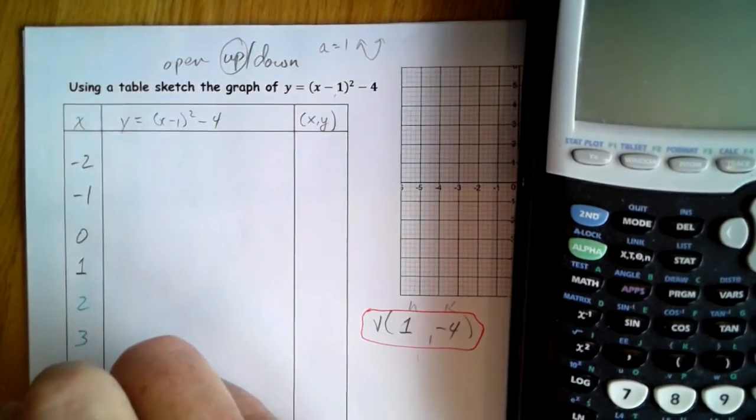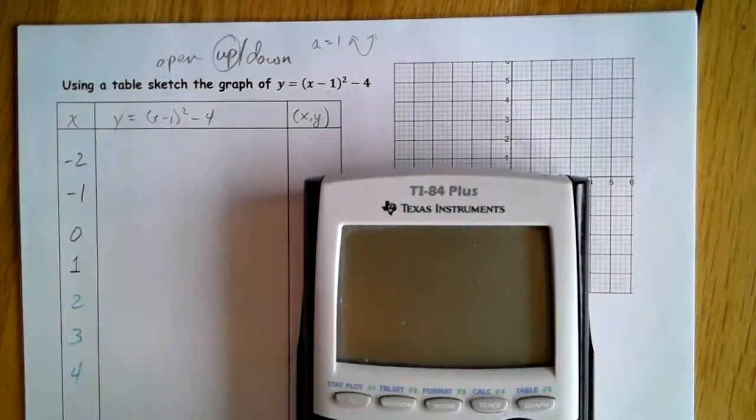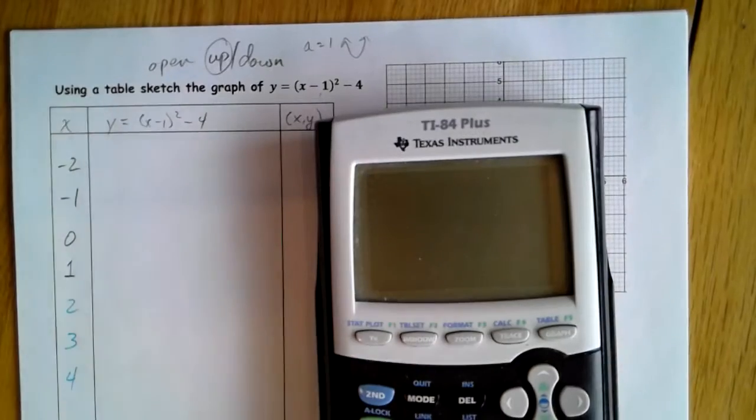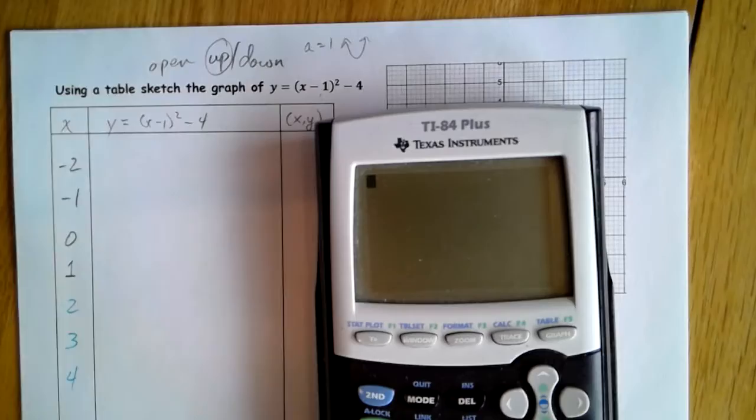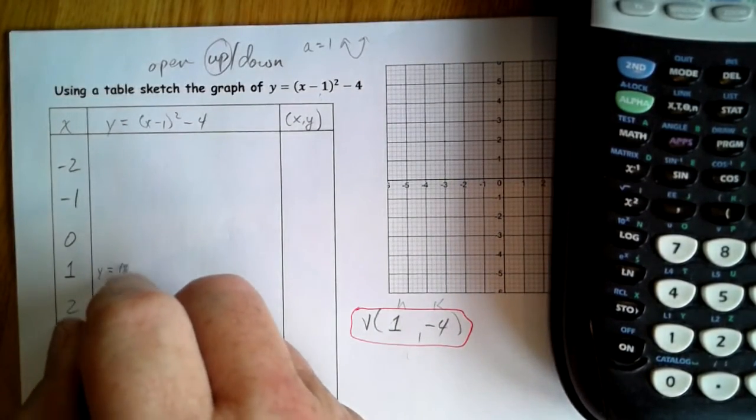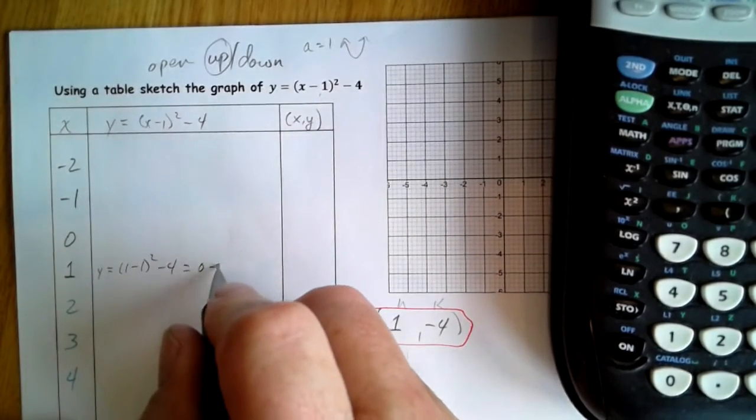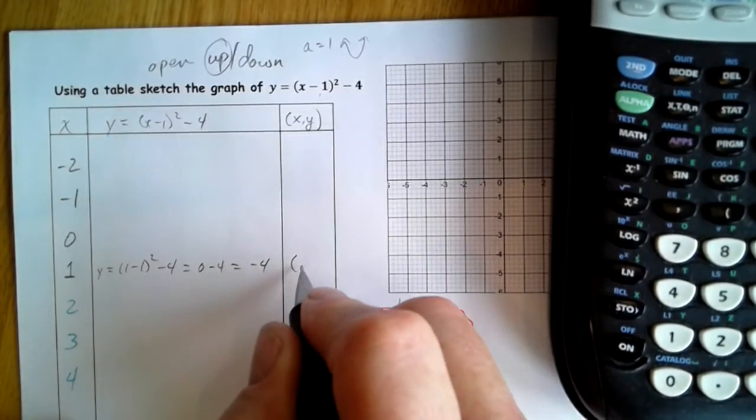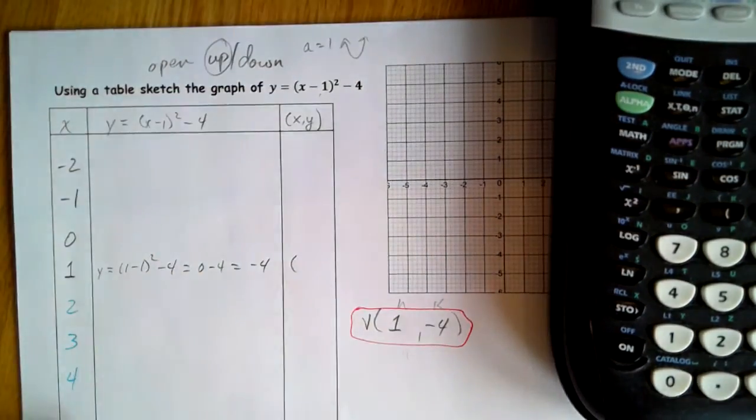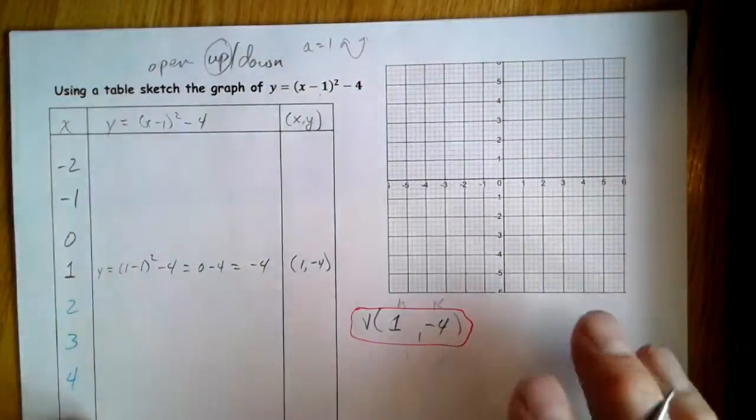Now, here's what I'm going to do. I'm going to clear my screen, okay? And I'm going to take my equation, and I'm going to plug 1 in. So what I'm really doing right now is this. y equals 1 minus 1, quantity squared, minus 4, which is going to be 0 minus 4, which is going to be negative 4. And I'm going to get 1, negative 4. That's my vertex. 1, negative 4 is right here. Okay?